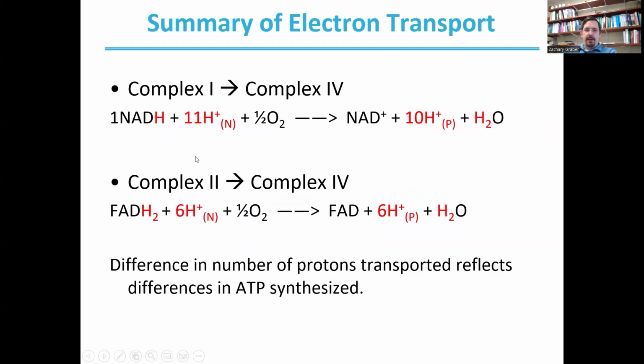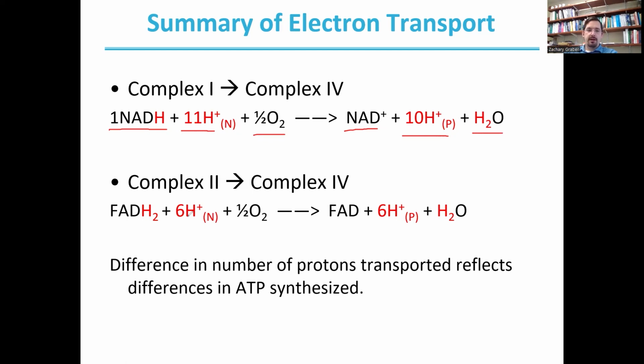In terms of our overall pathway, from complex 1 to complex 4 versus complex 2 to complex 4, we of course have to consider them separately, since we have basically 2 branches of the pathway that come together and then go through complex 3 and complex 4. In complex 1, we consume 1 NADH, 11 protons from the matrix side, and 1 oxygen molecule. We produce 1 NAD+, 10 protons on the intermembrane space side, and 1 water molecule.